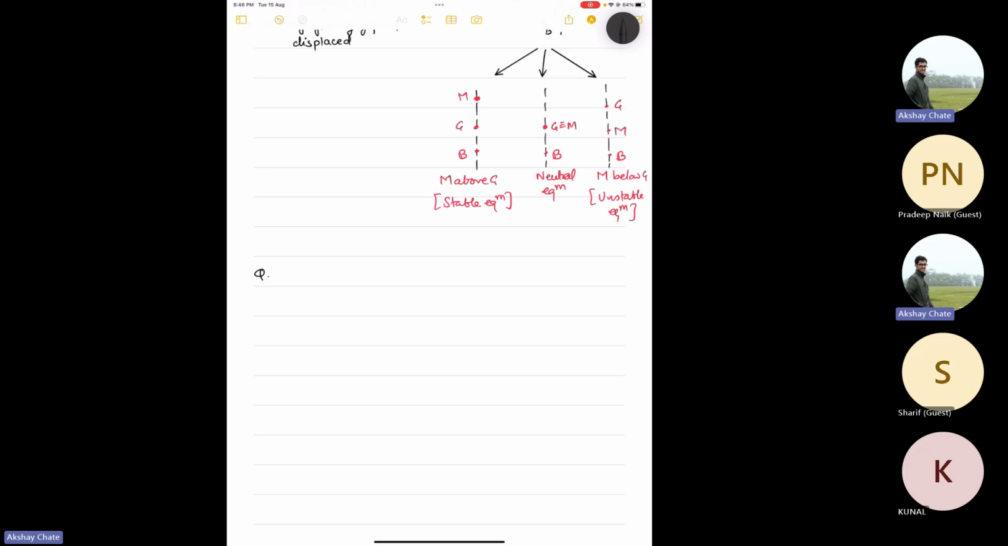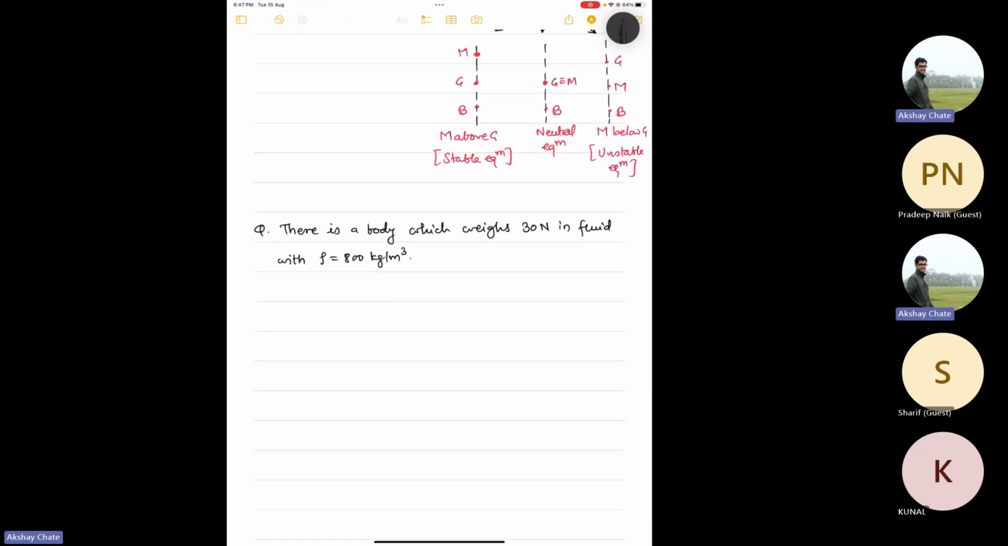So let's say there is a body which weighs, let's say, 30 newtons in fluid with density 800 kg per meter cube, and this is a completely submerged body. Okay, it's not floating or something like that.